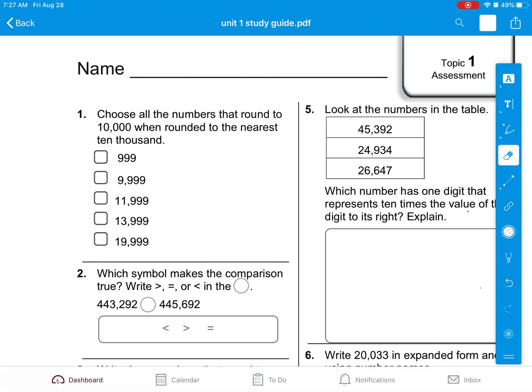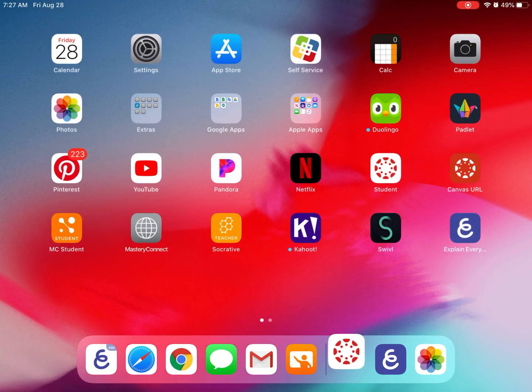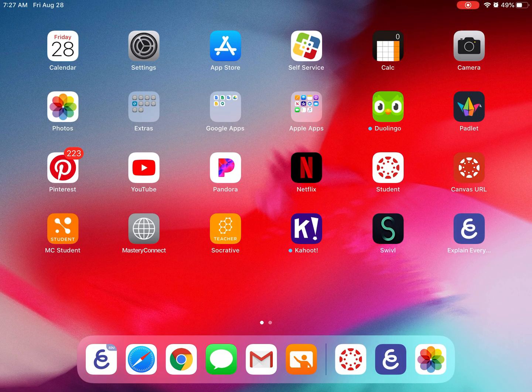Hey guys, today we're going to go over our Unit 1 study guide that you worked out yesterday, and make sure that you're writing down the correct answers on a piece of paper as we go through this, or if you have a paper copy of your study guide, fill in the right answers as we go.